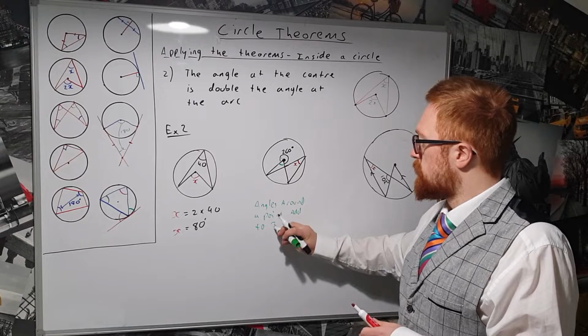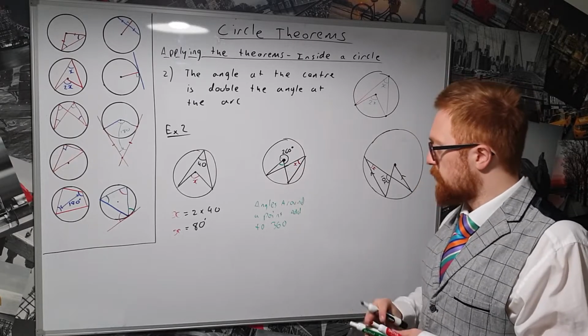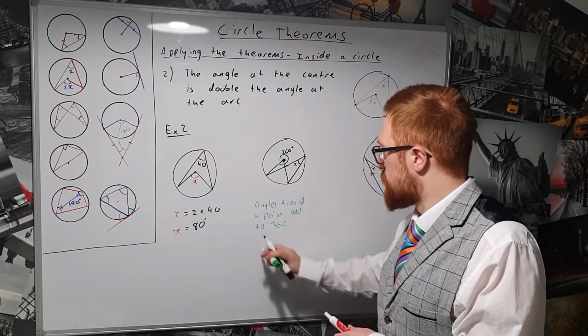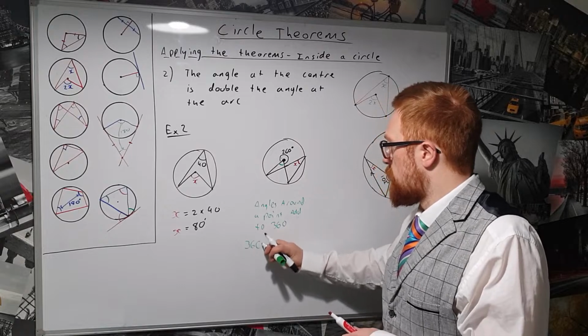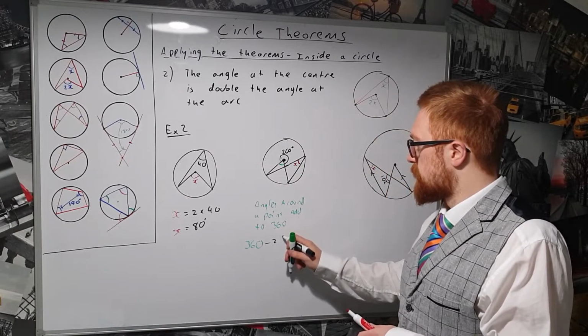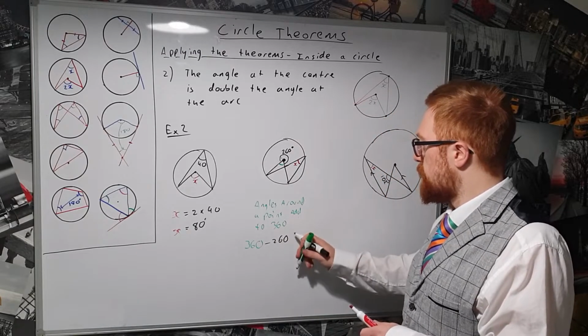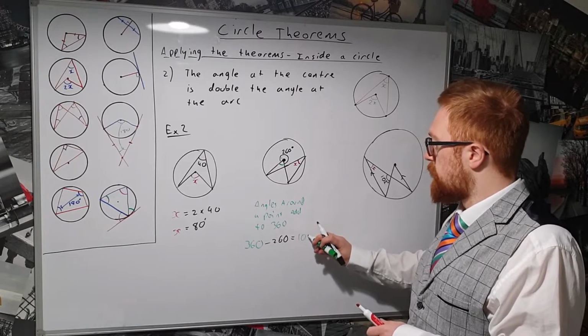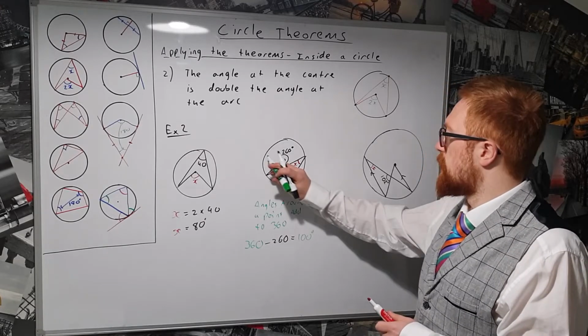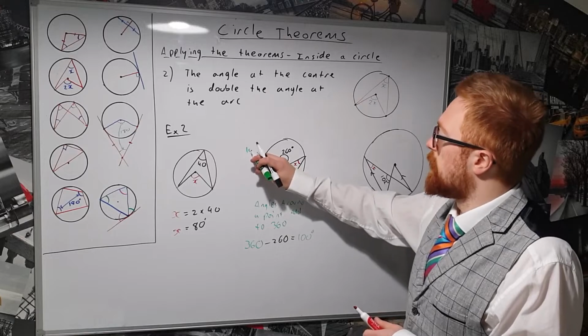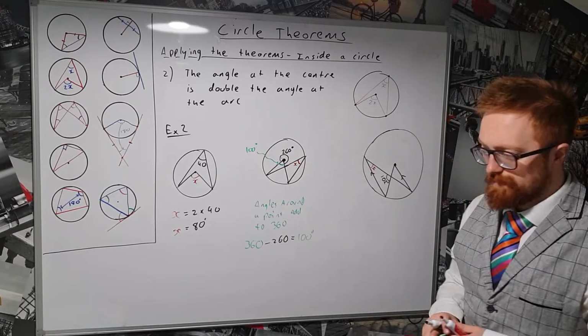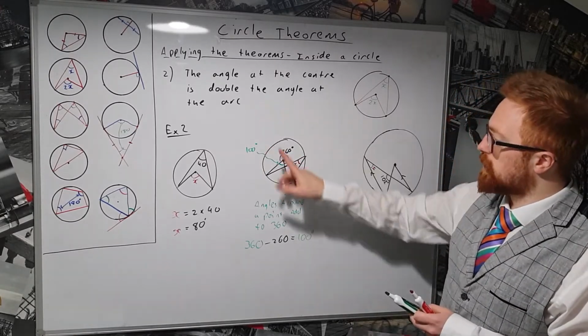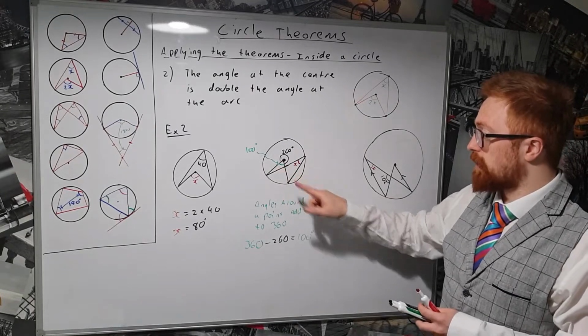So, to work out what that green angle is, I'll just do 360 take away the 260, and that leaves me with a final angle of 100 degrees there. So that angle there I know is 100 degrees. And now we can apply our circle theorem because this is the correct angle.